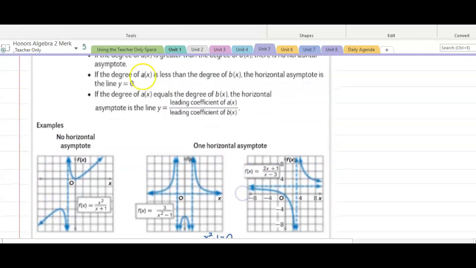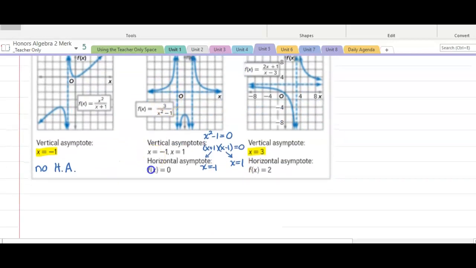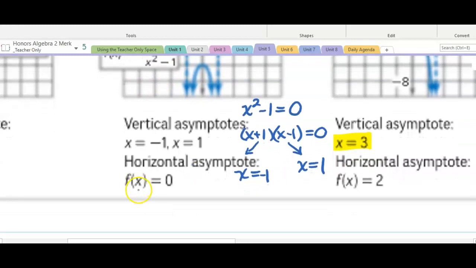Case number 2, what if the numerator degree is less than the denominator degree? If that happens, the horizontal asymptote is just the line y equals 0. Like right here. The degree of the numerator is just a constant, so that's a degree 0. And there, the degree of the denominator is 2. So our horizontal asymptote is just y equals 0, or f of x equals 0.